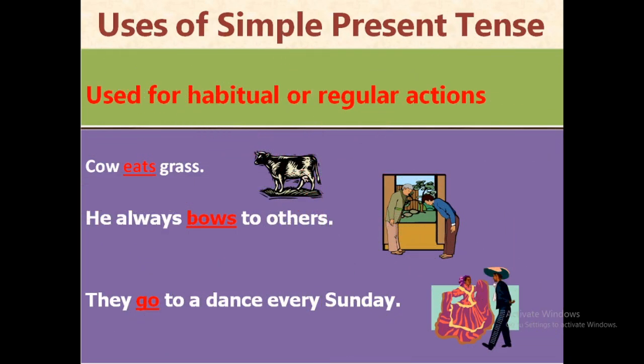Now we are going to see the uses of simple present tense. The first use of the simple present tense is it is used to express habitual or regular action. Cow eats grass. It's a habitual action. He always bows to others. It's a habitual action. They go to a dance every Sunday. It's a regular action.